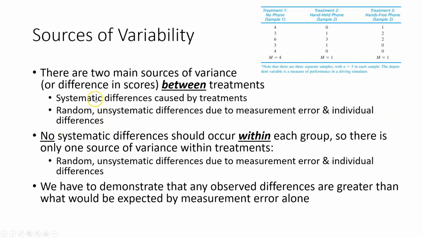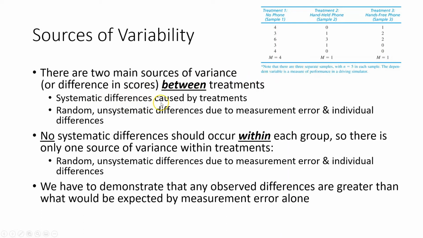So let's look at that. The first one, systematic differences caused by the treatments. Some of these scores are much better than some of these scores. Not all of them, mind you, because look, one person here got a 3, one person here got a 3. But on average, these scores are higher than these scores and these scores.